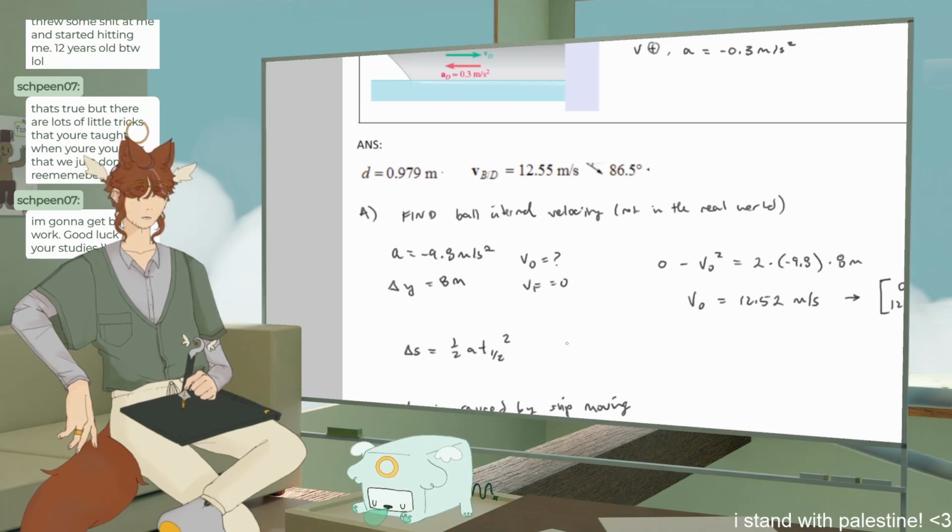So delta S, so 2 delta S over, or so 2 times 8 over 16. Nope, 9.8. Don't know why 16 was in my brain. Square root of this equals T 1/2.